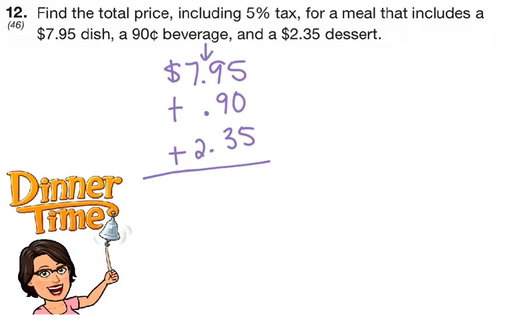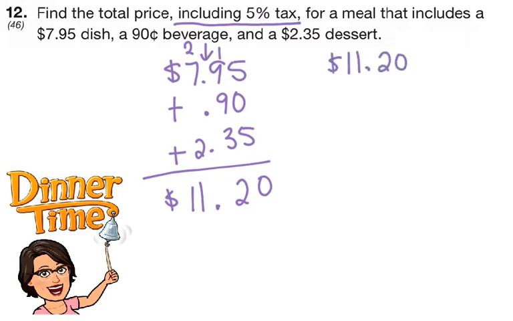If you did not line up your decimals, you need to stop the video, start all over, and then solve it from there. All right, so you should have done 5 plus 5 is 10. 9 plus 9 is 18, plus 1 is 19, plus 3 is 22. 7 plus 2 is 9, plus 2 is 11. So the meal cost $11.20, but it says including a 5% tax. So if you didn't add your tax, you need to stop the video, add your tax, and then come back and start it again.